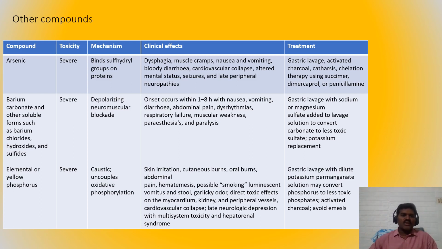Elemental phosphorus or yellow phosphorus, again toxicity is severe. Mechanism is by direct irritant effect like a caustic. It also uncouples oxidative phosphorylation. There will be skin irritation, cutaneous burns, oral burns, abdominal pain, hematemesis, possible smoking, luminescent vomitus and stool, garlicky odor, direct toxic effects on the myocardium, kidney and the peripheral vessels. There can be cardiovascular collapse and late neurological depression with multisystem toxicity, and hepatorenal syndrome can happen. Gastric lavage with dilute potassium permanganate solution may convert phosphorus to less toxic phosphates. Activated charcoal; usually avoid emesis, especially with water.